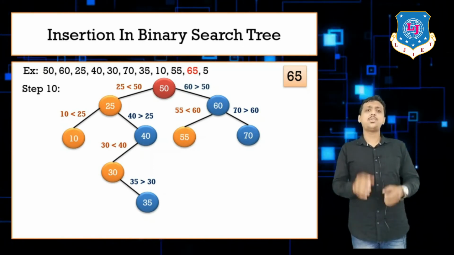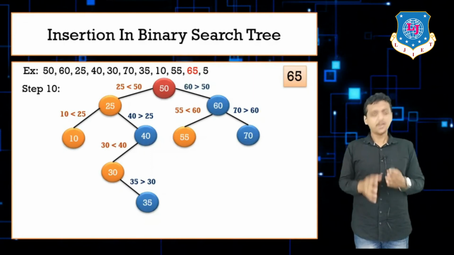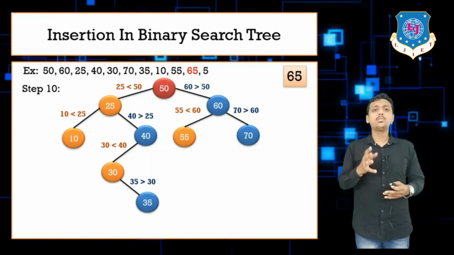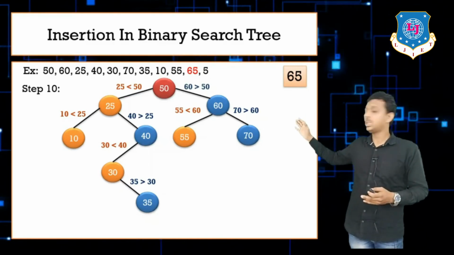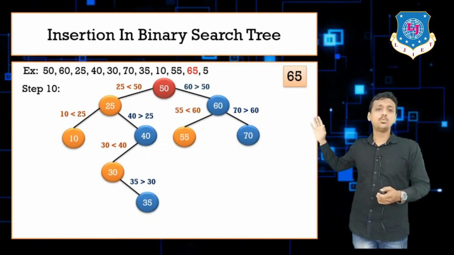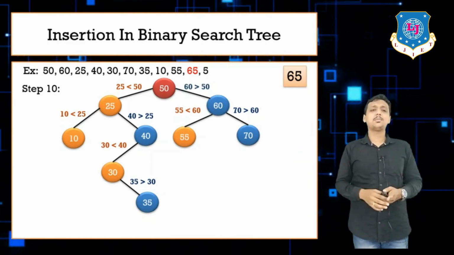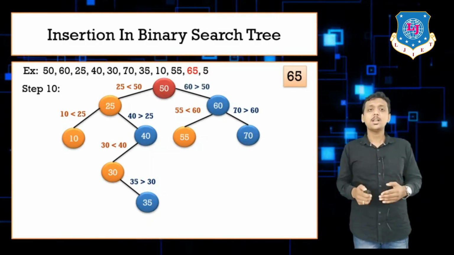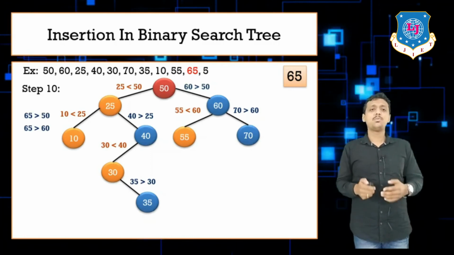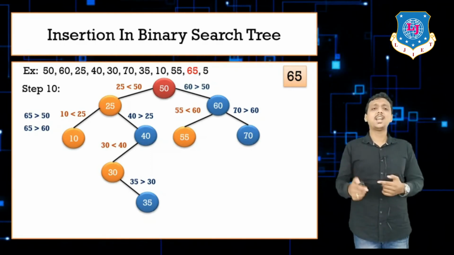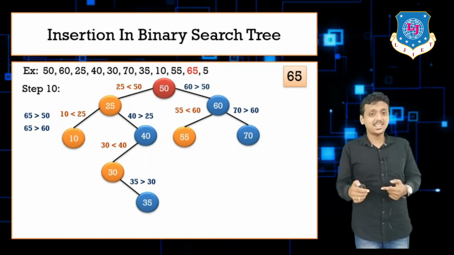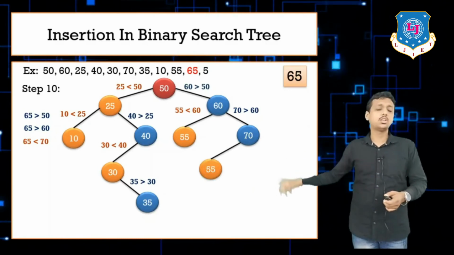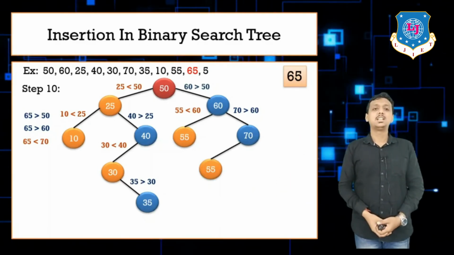We are obviously going to start comparison with the root node value. At the root node we have 50. So first compare 65 with 50. 65 is greater than 50, so let's move on the right side. On the right subtree, we first found 60. Compare 65 with 60. Obviously 65 is greater, so move towards the right side. 70: 65 is less than 70. So at last we are going to insert 65 on the left side of 70.